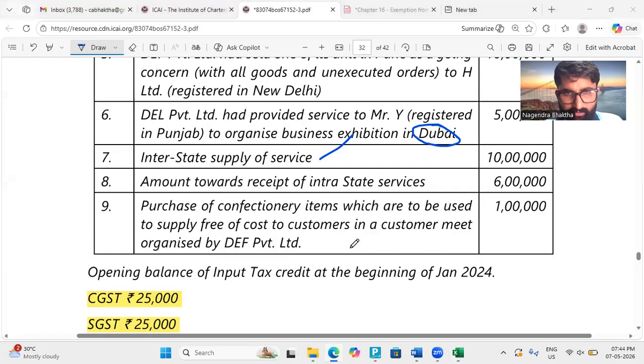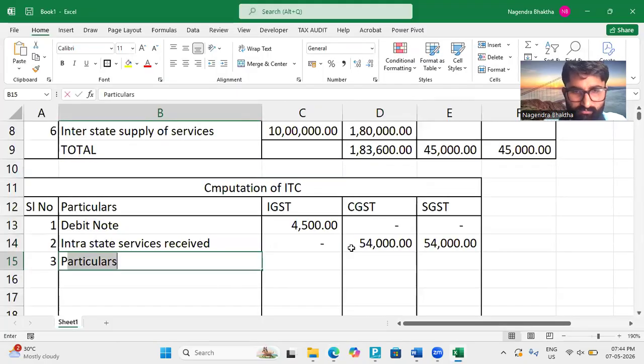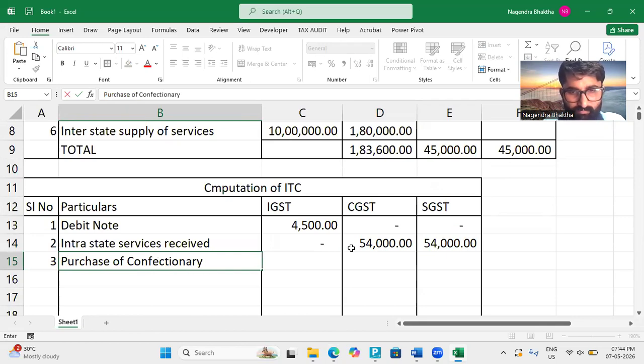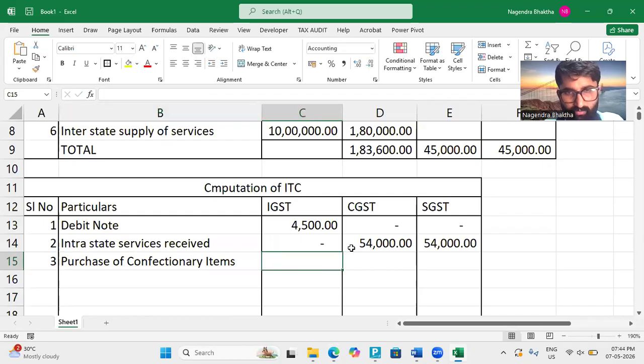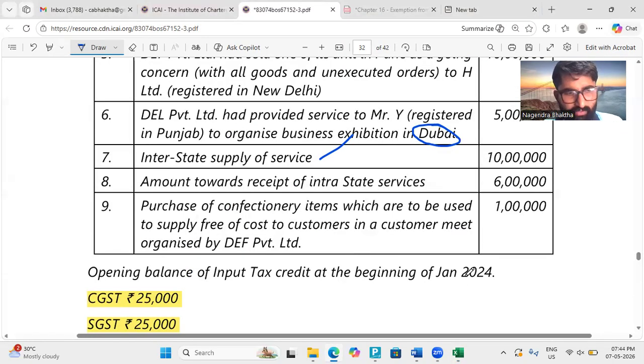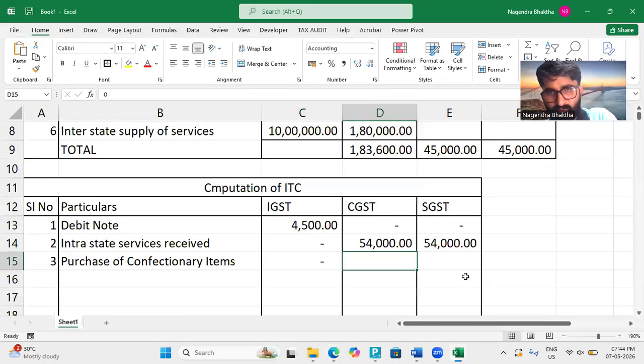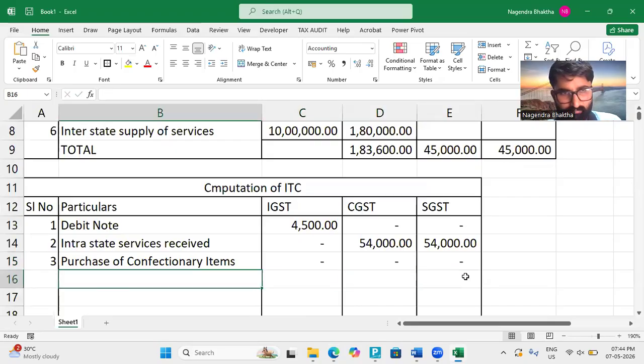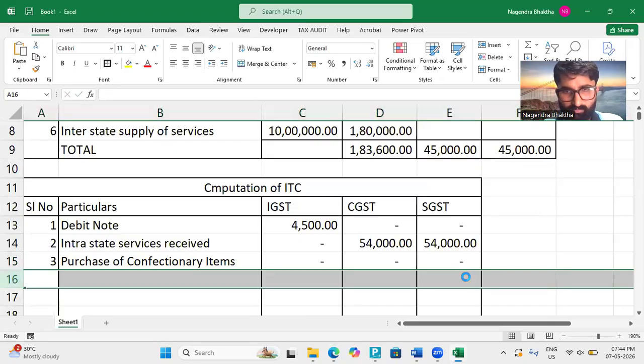And lastly, what is this? Purchase of confectionery items. So the value is 1 lakh, but to be given as free. If it is given as free, ITC is blocked on that. So you have to mention that ITC is blocked on all these items, so that 0, 0, 0. So you're done with solving the question.